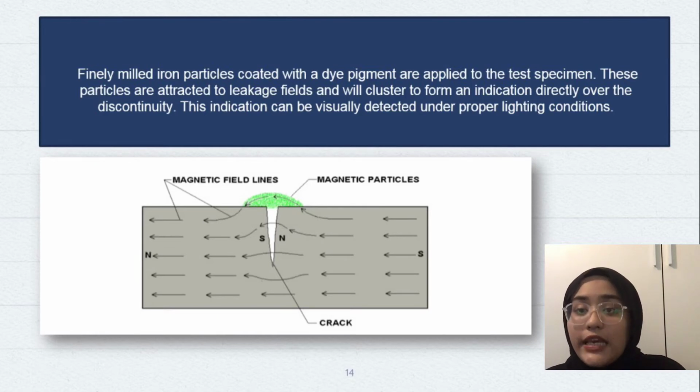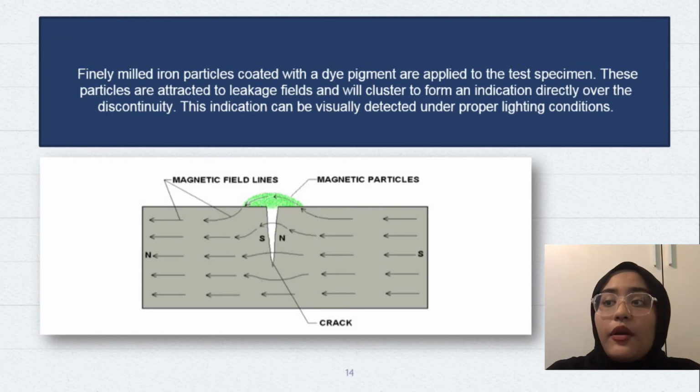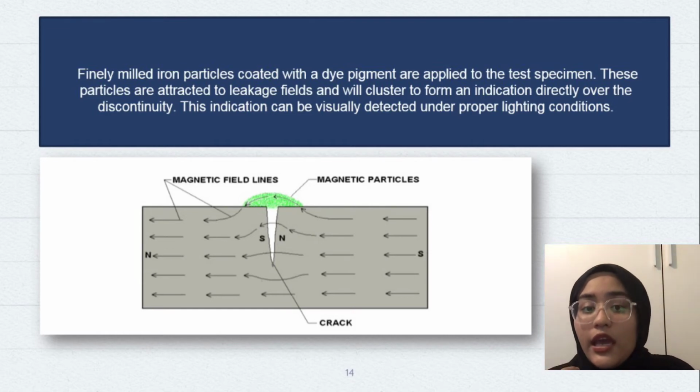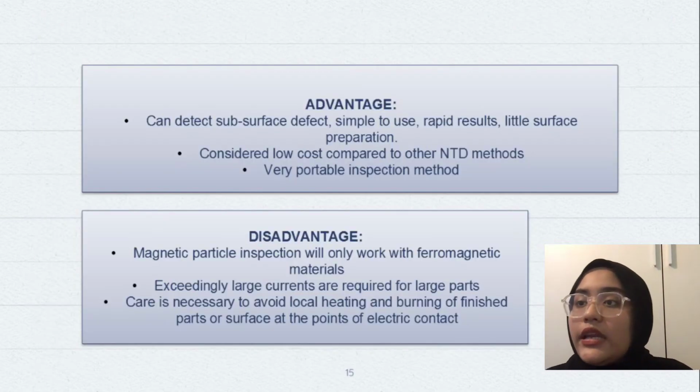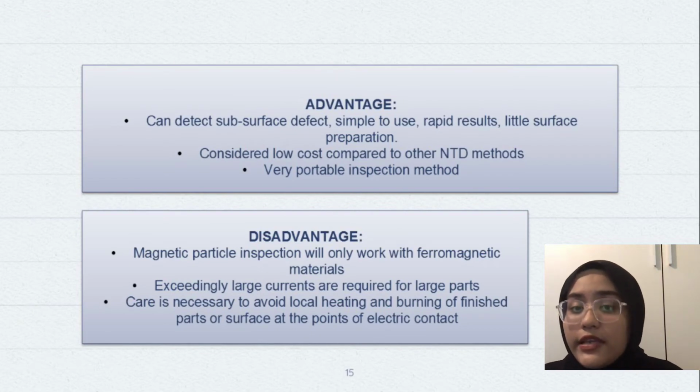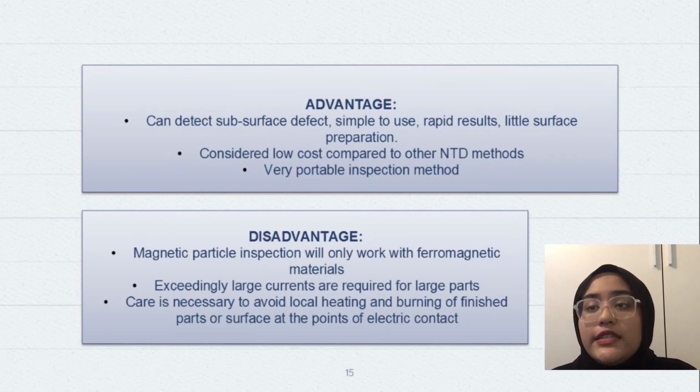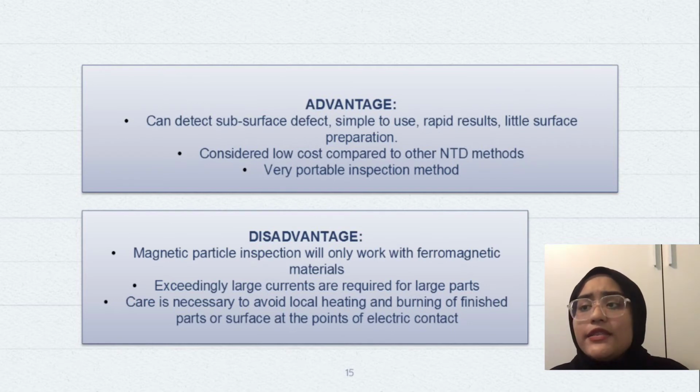So this indication can be visually detected under proper lighting conditions, so we can actually see them. So the next one is advantages and disadvantages. The advantages of this test: it can detect subsurface defects, it is simple to use, it gives us rapid results, little surface preparation, considered low cost, and it is a very portable inspection method.